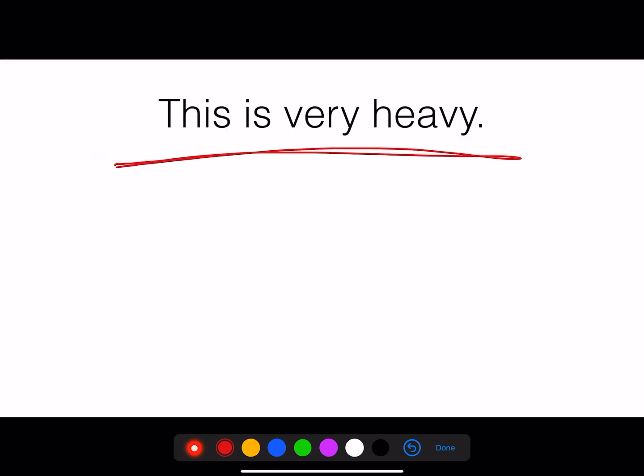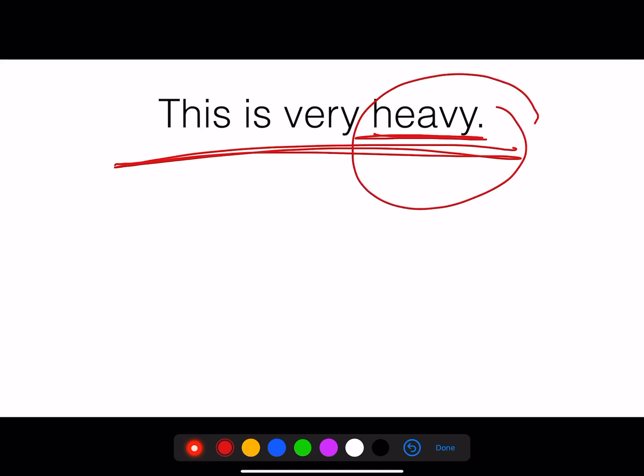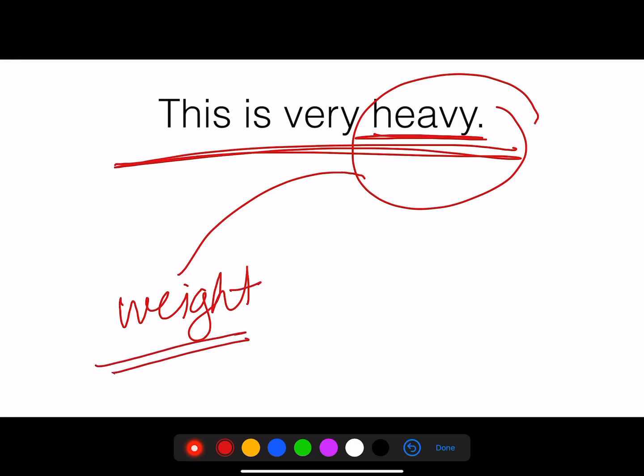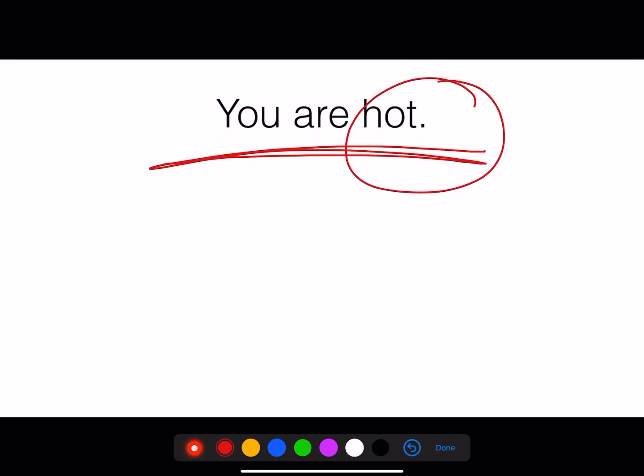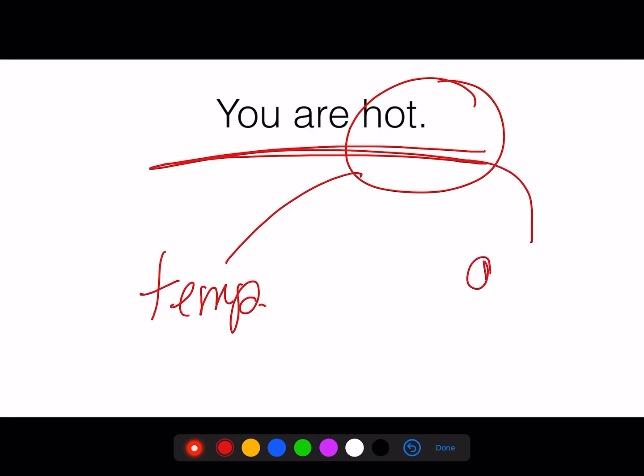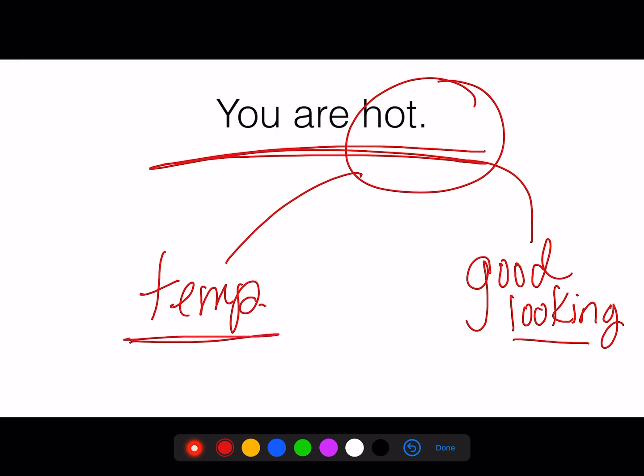All right, this is very heavy. Heavy has two different connotations. For example, it could mean heavy, like it weighs a lot, like I'm holding an elephant and I say, oh, that's very heavy. Or it could be the situation. So the situation is deep. All right, you're hot. Now, if you're at the doctor's office and they're about to take your temperature, is that hot could mean temperature, but also hot could mean that someone is good looking. So right here in this particular sentence, we have two different connotations, again, for the same symbol.